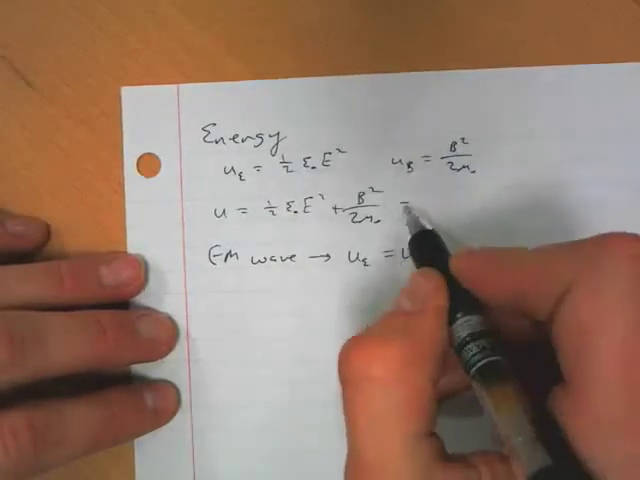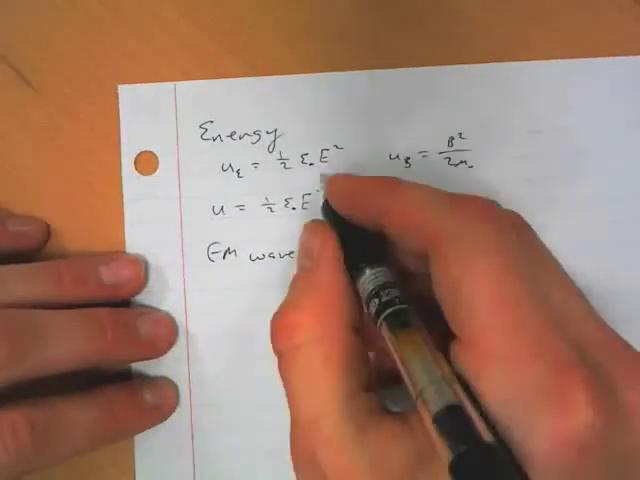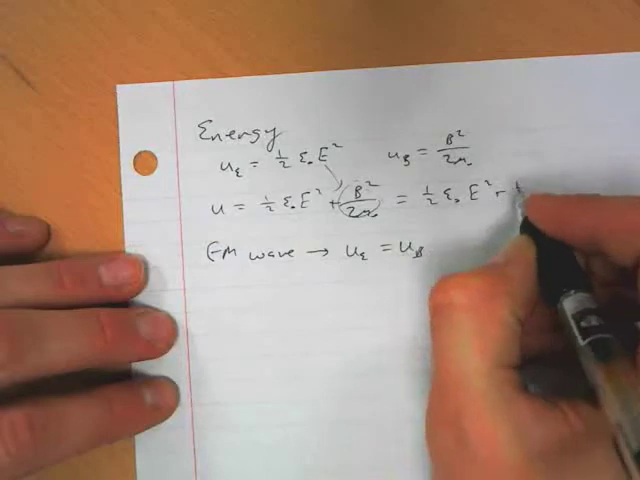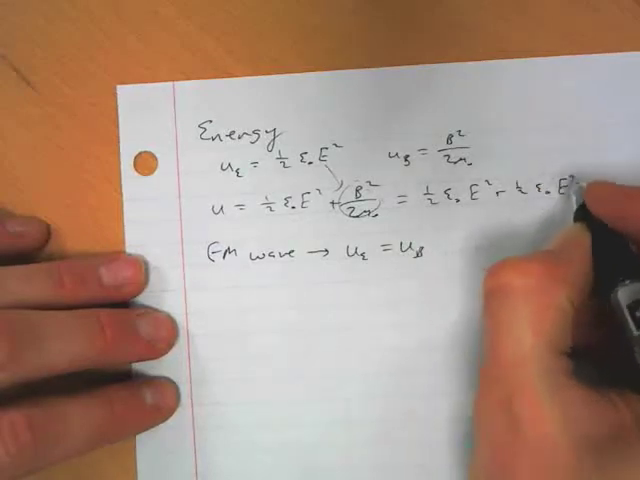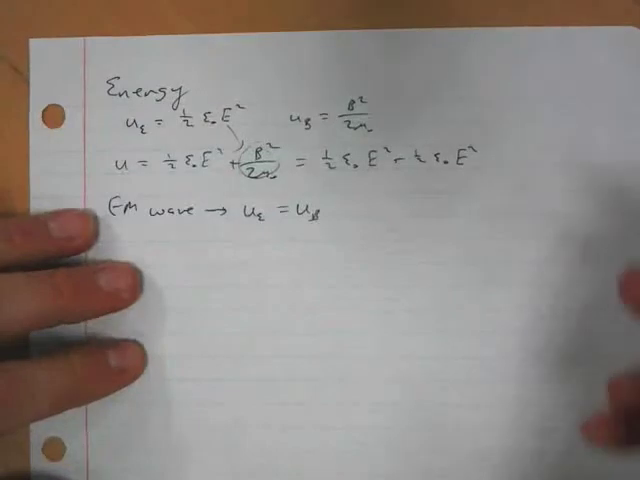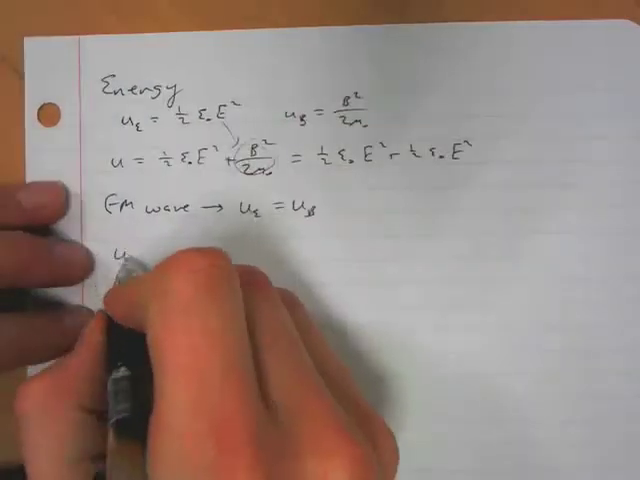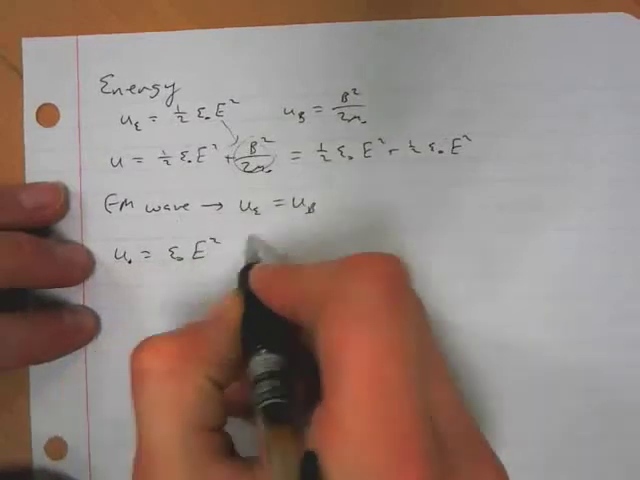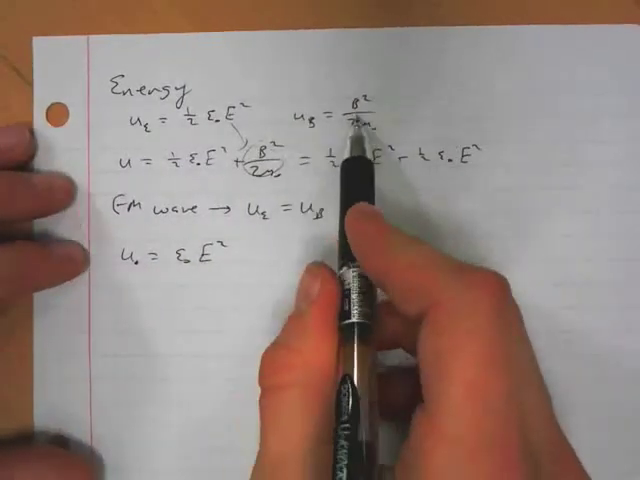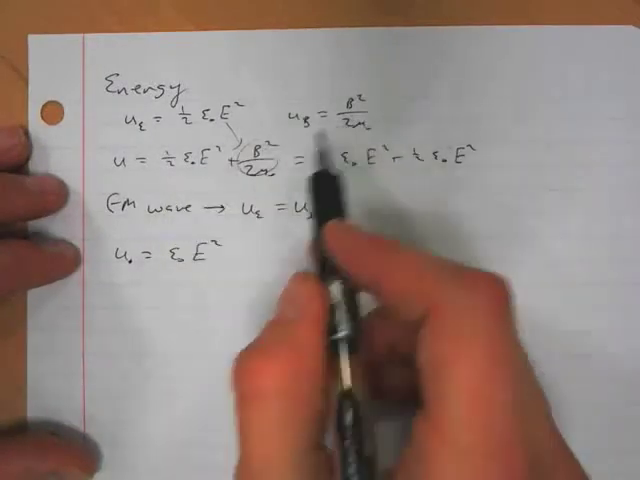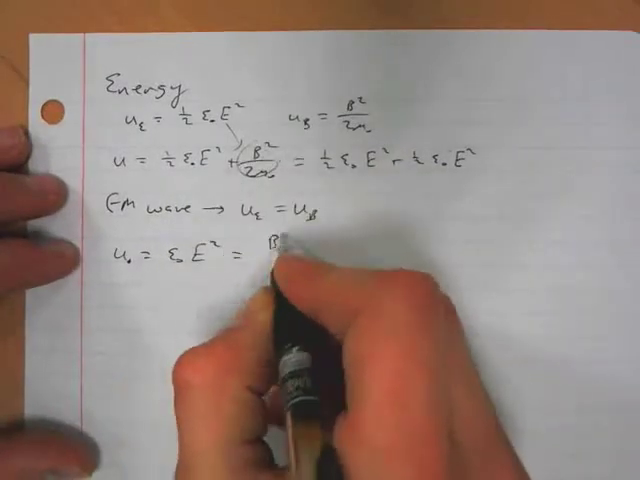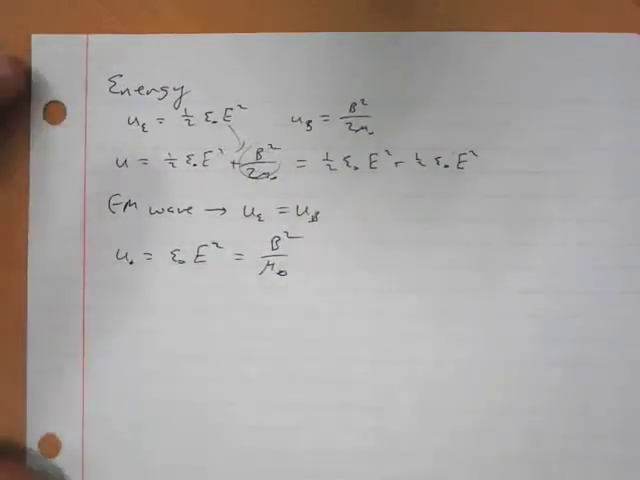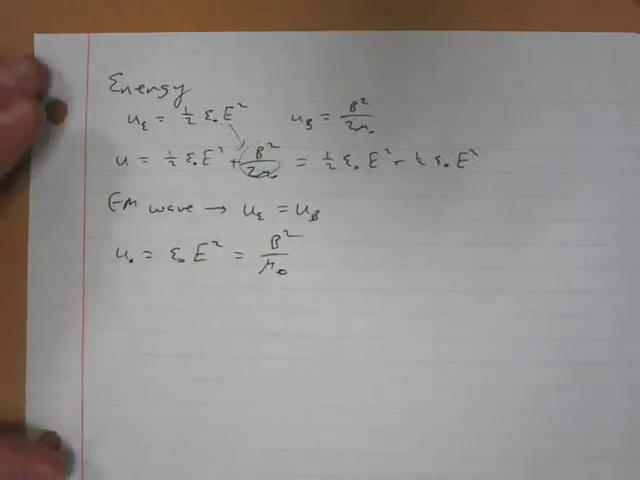So we can replace this with our electric energy density and say we've got 1/2 epsilon naught E squared plus 1/2 epsilon naught E squared. And of course, if we add those two together, that just gets rid of the half. So we can say our energy density is equal to epsilon naught E squared. Similarly, we could substitute in our magnetic energy density here, and that will also get rid of this half. So we could also say this is equal to B squared over mu naught. So that's the energy density of an electromagnetic wave.